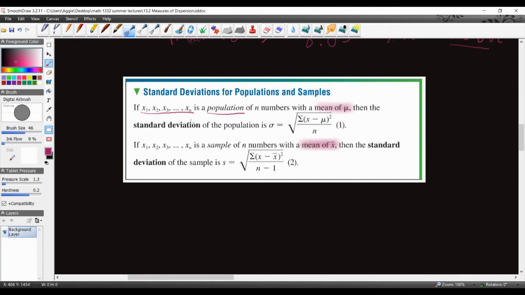Generally, if you're talking about a population, I guess I can color code this, a population of n, you would use this formula right here. And if you're talking about a sample of the population, then you would use this formula here. So the formula goes as follows.